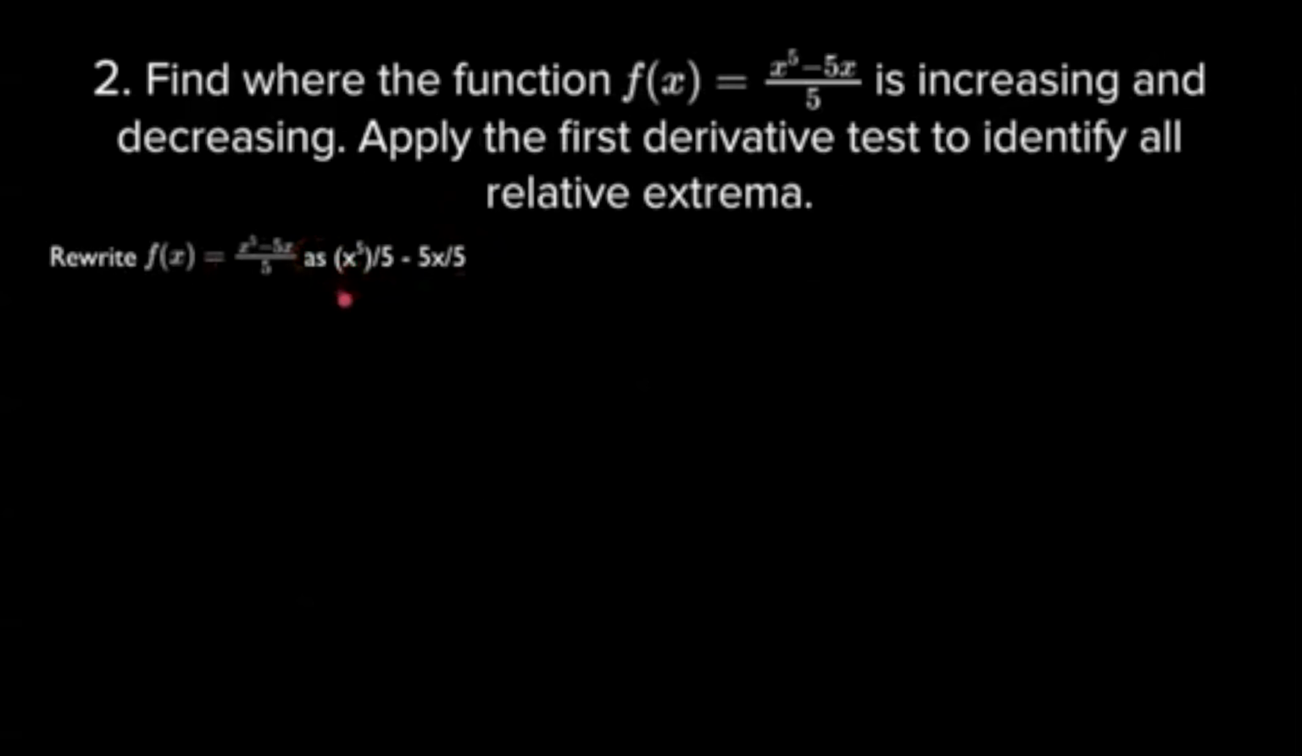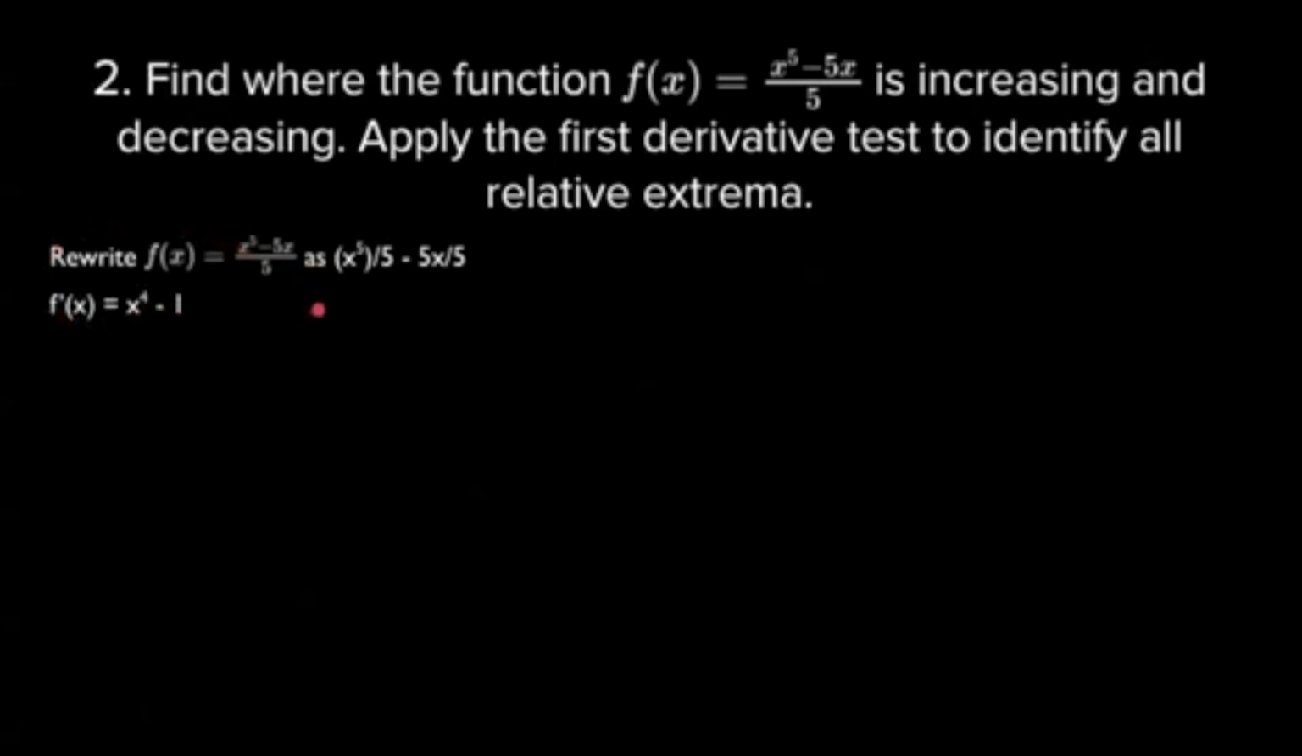So let's find the derivative of this. We bring down the 5, subtract 1, and we have 5x to the fourth. Divided by 5 will just be x to the fourth. And then over here, 5x divided by 5 is just x, and the derivative of x is just 1. So we have x to the fourth minus 1 as the derivative.